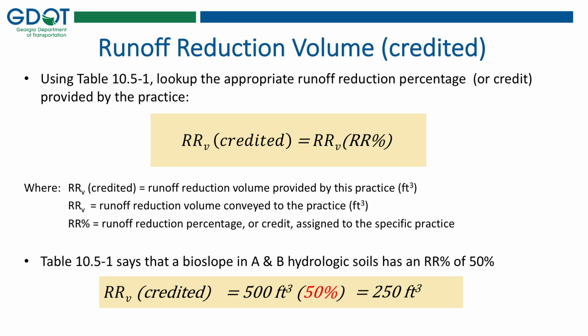We can calculate the runoff reduction volume credited using Table 10.5-1, GDOT BMPs and associated pollutant removals in the Drainage Manual. This table lists the appropriate runoff reduction percentage, or credit, provided by each BMP practice. The percentage of runoff reduction credited is directly related to the soil type. Table 10.5-1 says that a bioslope in A and B hydrologic soils has an RR percent of 50%, so we multiply 50% to the runoff reduction volume conveyed to the practice, 500 cubic feet. This gives a runoff reduction credit of 250 cubic feet.